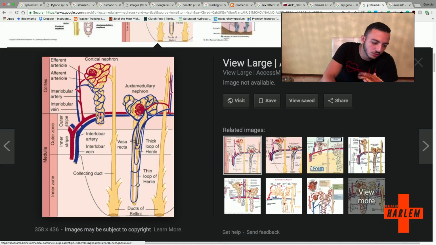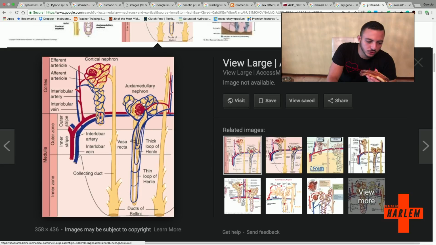Another thing to note is the length of the loop of Henle that you see for the juxtamedullary nephron versus your cortical nephron. Cortical nephron has a much shorter loop of Henle as opposed to your juxtamedullary. This is going to allow a lot more concentrating of the urine than you would get in your cortical, as a result of the longer distance where you can concentrate it. You increase the surface area by increasing the length across which you can have this diffusion and osmosis.